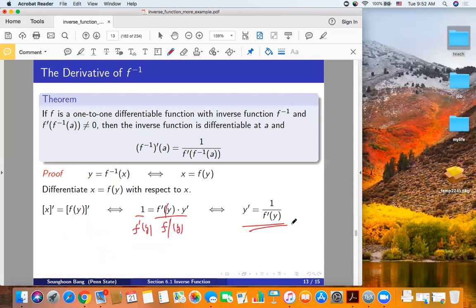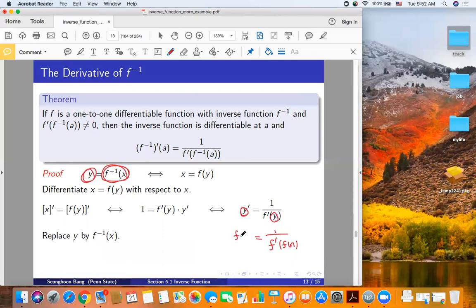Cancelled. So we have it. Next, replace y by inverse of f of x. What does it mean? You plug y equals inverse f of x into here. So this is the same as 1 over f prime of f of x. So the same, plug into here, f prime of x. So like this, right? To keep this one, f prime of x. So we have it.